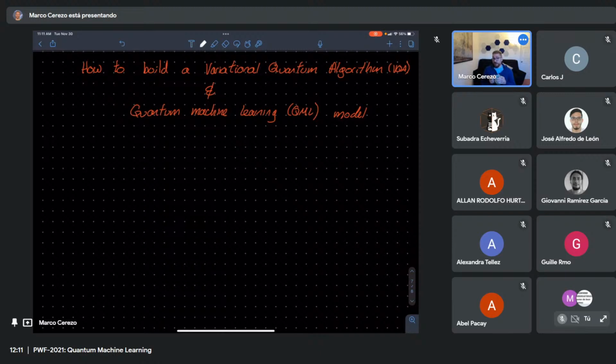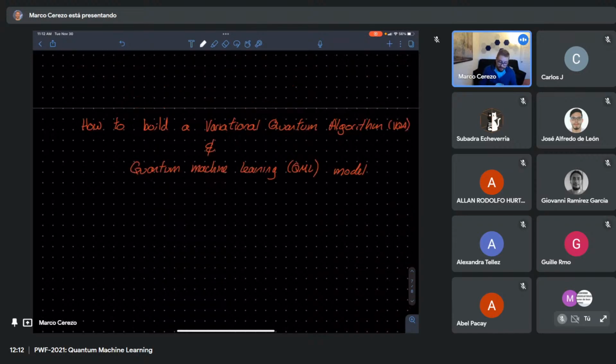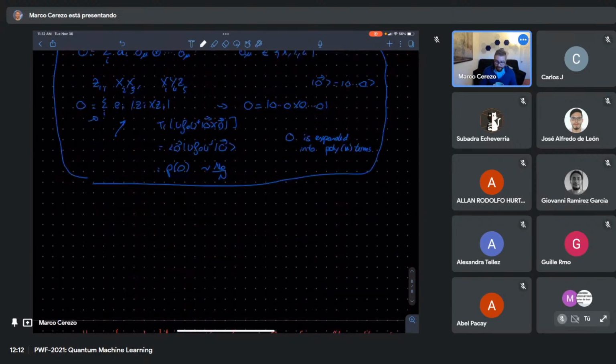Now we're going to be delving a little bit deeper into the specifics about what the ingredients are that are needed to build a variational quantum algorithm or quantum machine learning model, from the aforementioned steps and ingredients that we had right here.